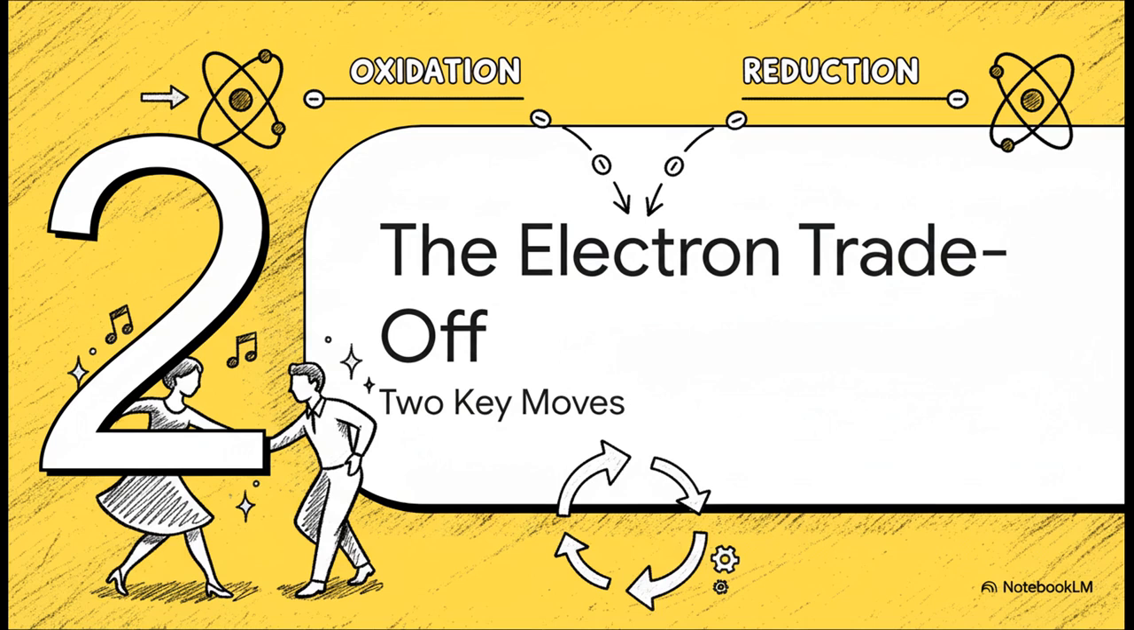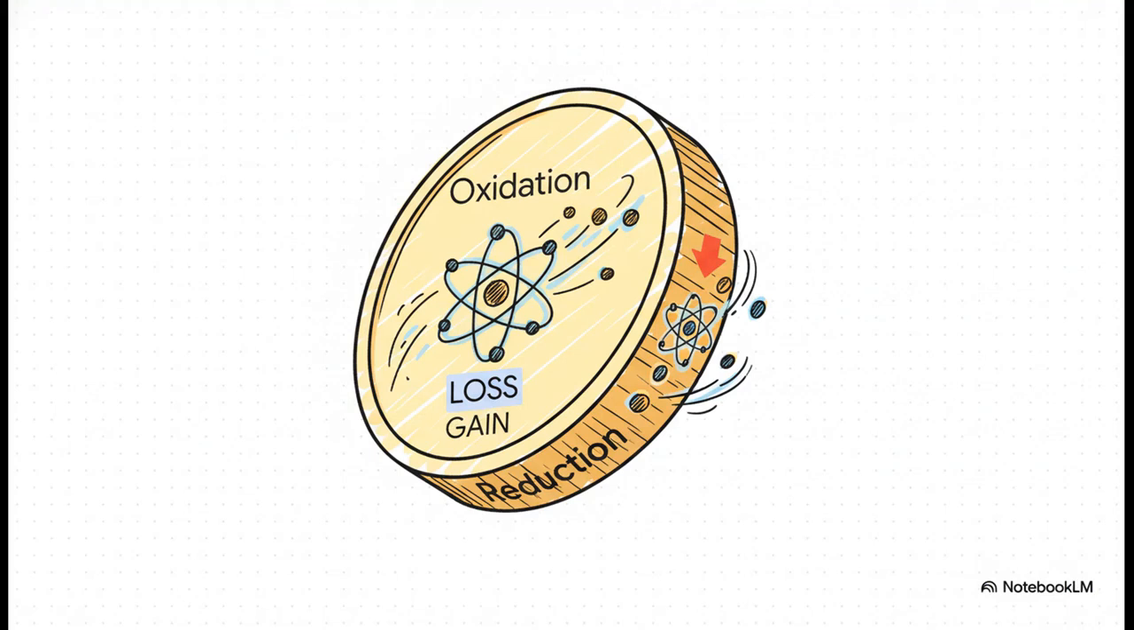Okay, so if it's a dance, you know it's got to have some signature moves. And in our electron dance, there are two key steps that are always, and I mean always, perfectly in sync. You literally cannot have one without the other. On one side of the dance floor, we've got oxidation, and that's just the loss of electrons. And on the other side, we have reduction, which is, you guessed it, the gain of electrons. They are perfect opposites, two sides of the very same chemical coin. Anytime one substance loses an electron, another one has to be right there to gain it.